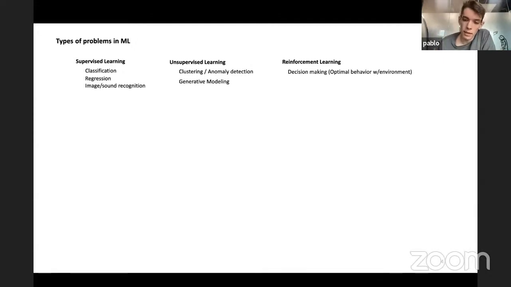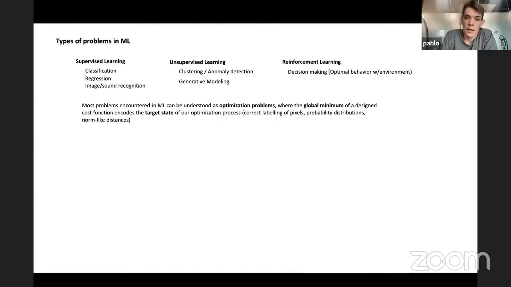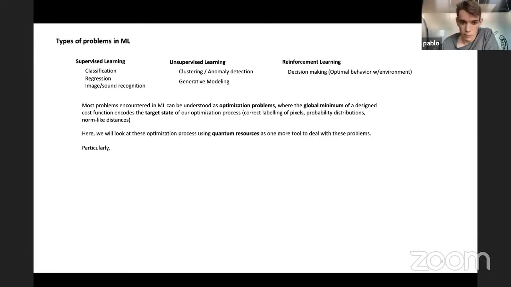But if one digs a bit into this, one can easily realize that most of these problems can be understood as optimization problems, in which you have a global minimum of a desired cost function that you are trying to target, so that you find the optimum solution to a given problem, right? This could be the correct labeling of pixels, a given probability distribution, some kind of distance between data sets, between entries of a data set, whatever.